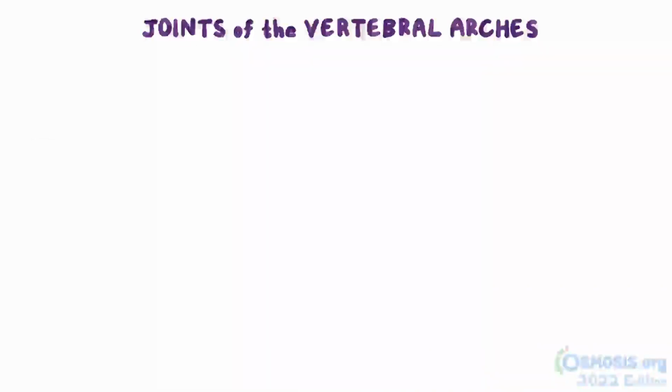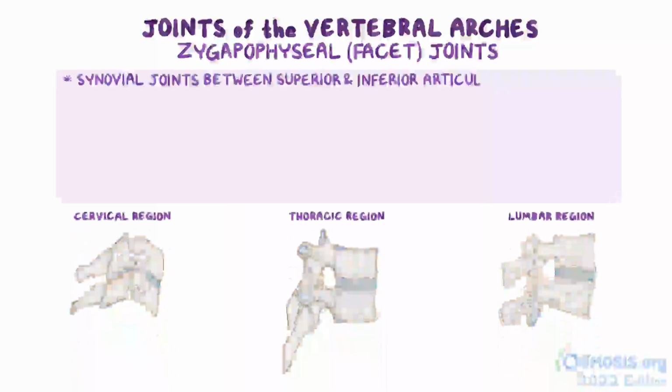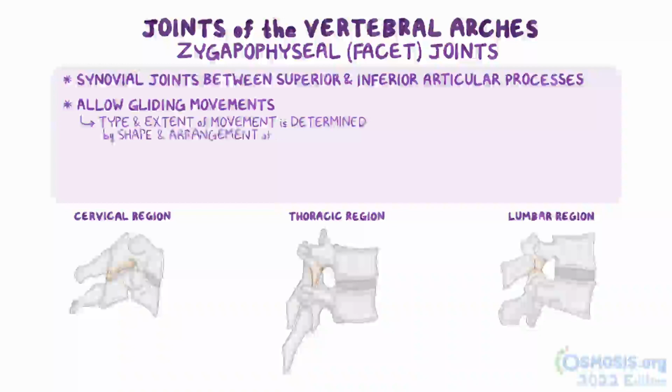Next, we are going to look at the joints of the vertebral arches, which are zygapophyseal joints, also known as the facet joints. The facet joints are synovial joints between the superior and the inferior articular processes of adjacent vertebrae. They allow gliding movements of the adjacent articular processes. The type and extent of movement that occurs at the facet joints is determined by the shape and arrangement of the articular processes, which varies within different regions of the vertebral column.